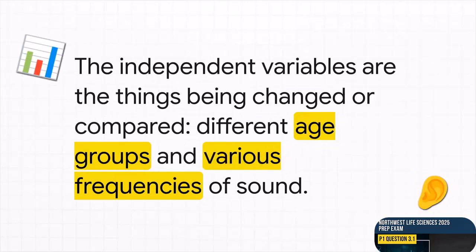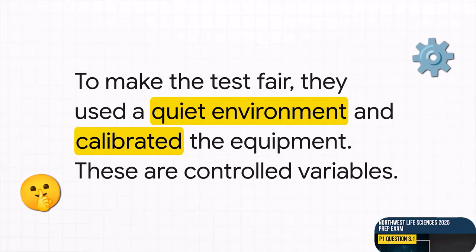All right, next up, find the independent variables. Now remember, these are just the things the scientists are changing or comparing to see what happens. In this text, it's super clear they're looking at different age groups and testing them at various frequencies of sound. And there you go. Those are our two independent variables. Simple. And finally, we're on the lookout for the controlled variables. The things they kept exactly the same to make sure it's a fair test. Well, the text tells us they used a quiet, soundproof environment, and they calibrated the hearing equipment. Those are classic examples to make sure the results are legit.